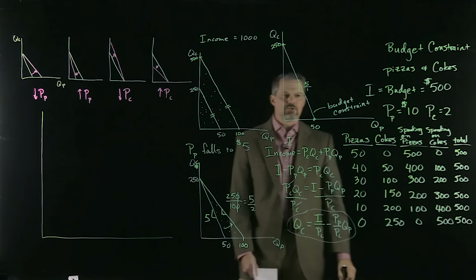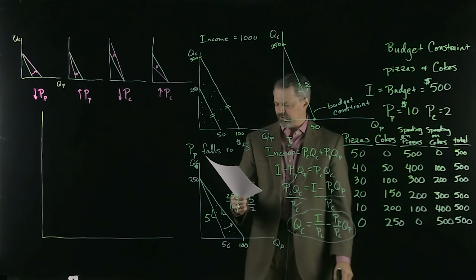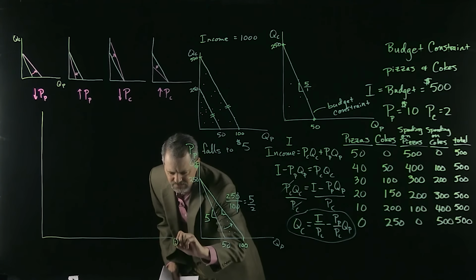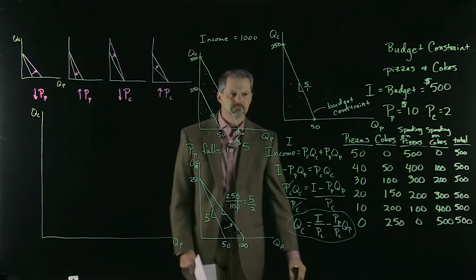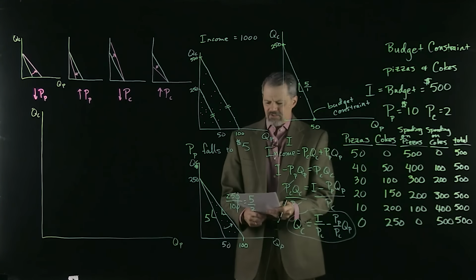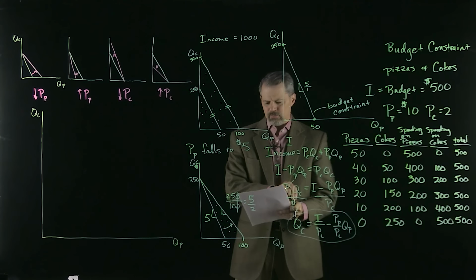What I'm going to do is draw a little bit bigger picture. I'm going to do the same thing. I'm going to put the quantity of pizzas down here. I'm going to put the quantity of Cokes up here. And we're going to think about the preferences of the consumer.